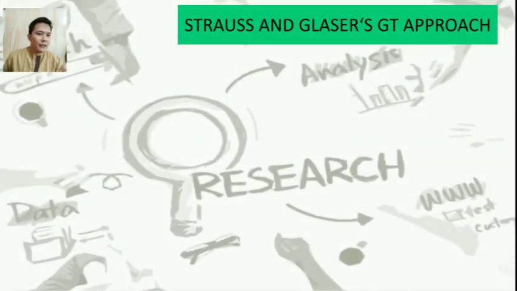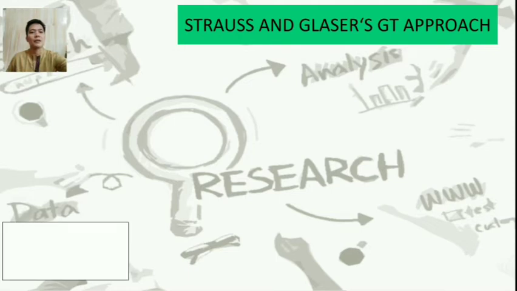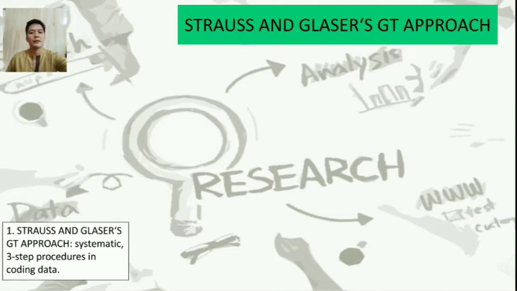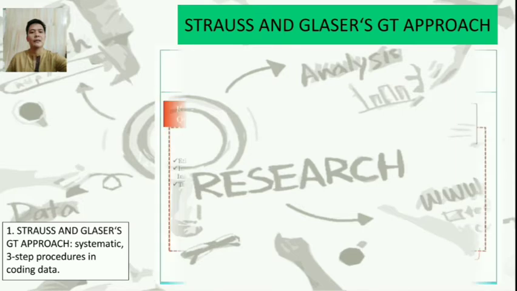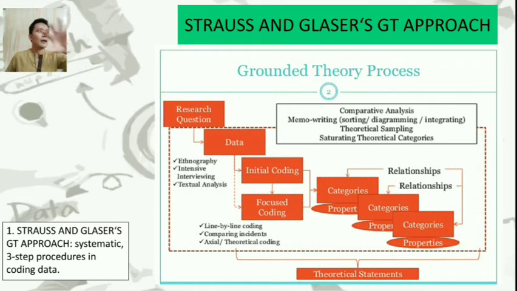Okay, so we start with Strauss and Glazer's GT approach, 3-step procedures in coding data. So, parang ito yung pinaka-summary ng grounded theory process as prescribed by Strauss and Glaser. So, it starts with the research question, followed by data collection, which is either through ethnography, intensive interviewing, and textual analysis. So, same thing then with phenomenology.